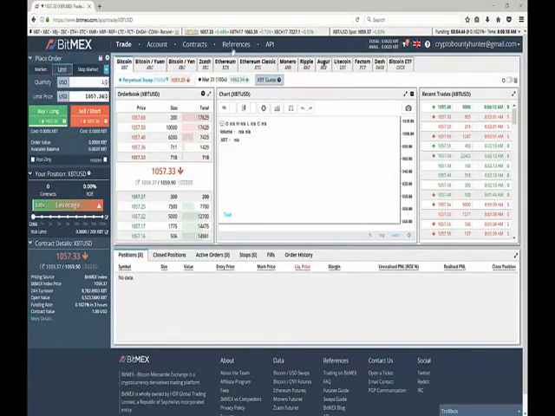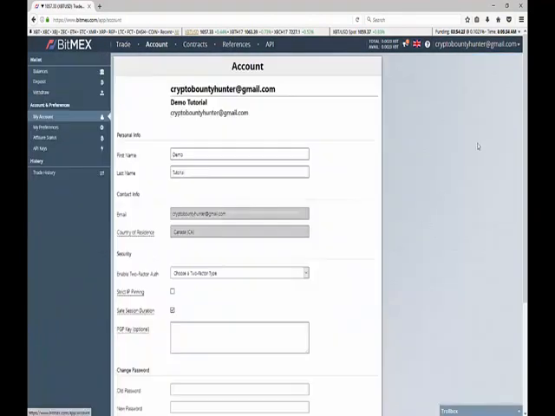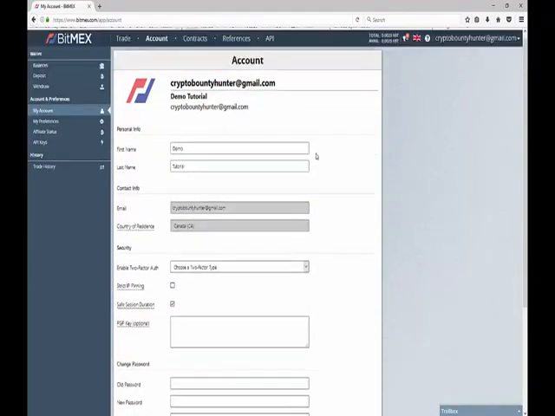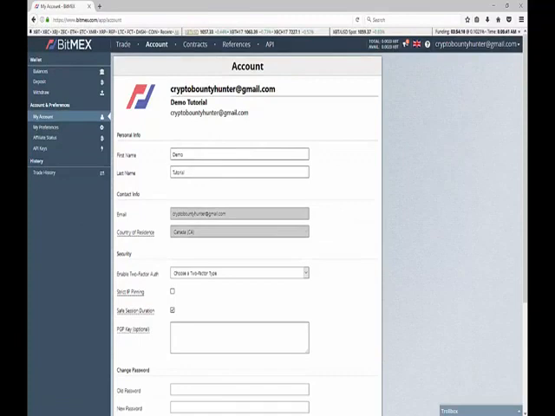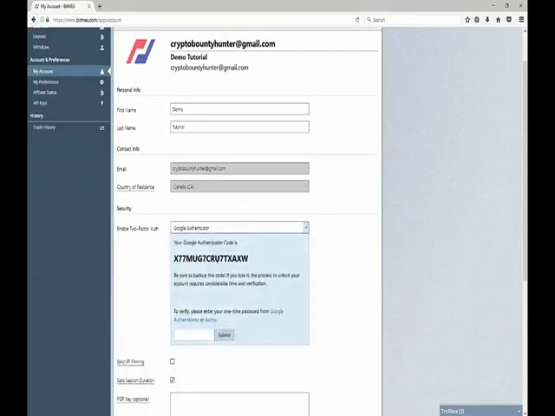So the very first thing you're going to want to do is set up two-factor authentication. And you do that by going here, click on account and security. Then where you see enable two-factor authentication, you can choose a type. In this case, I'd choose Google Authenticator, which I highly recommend.